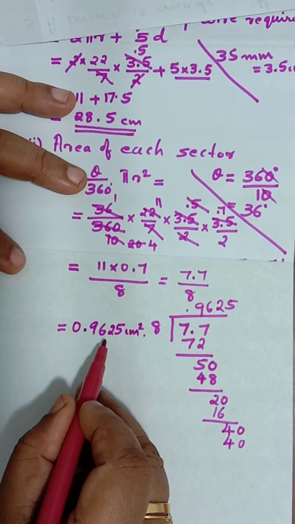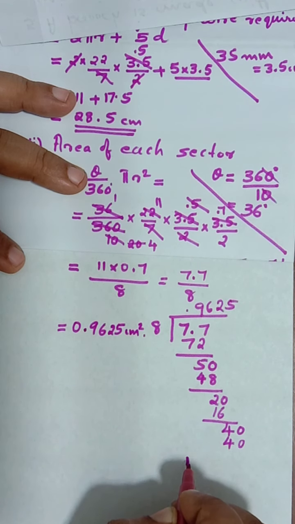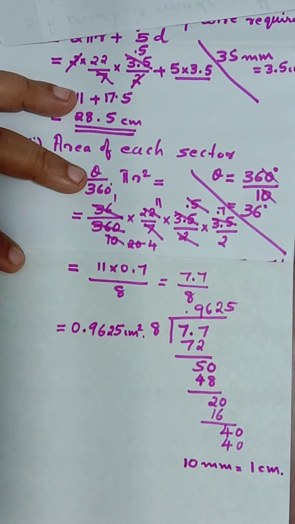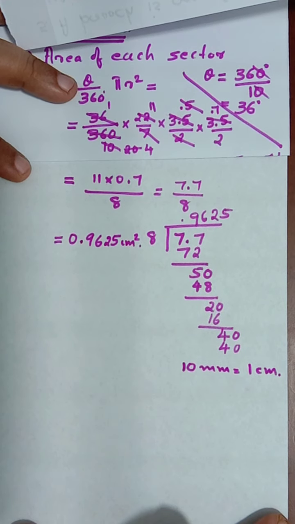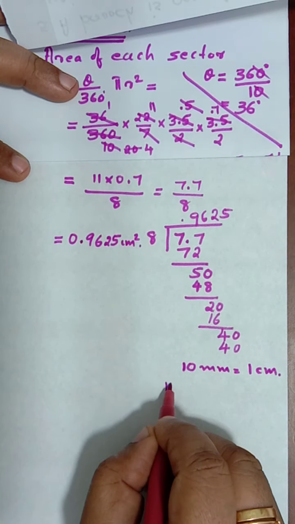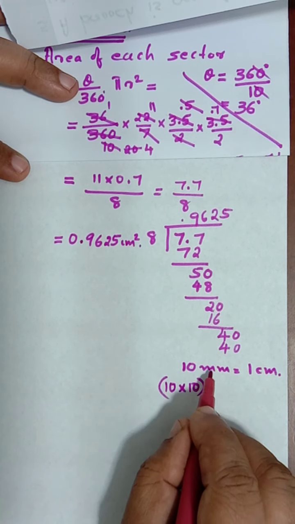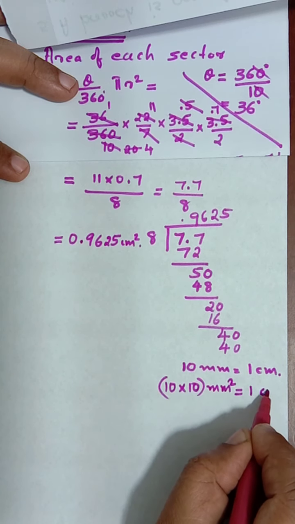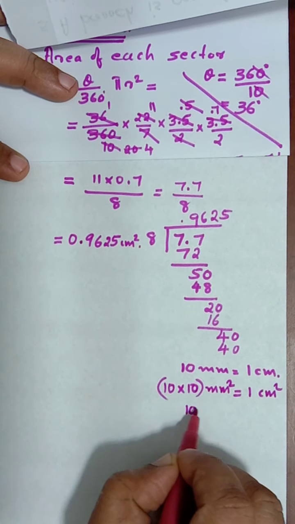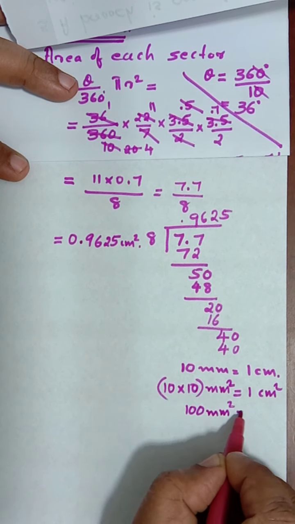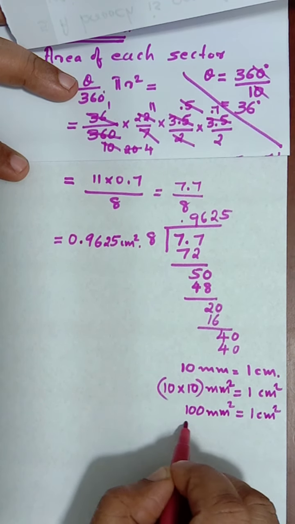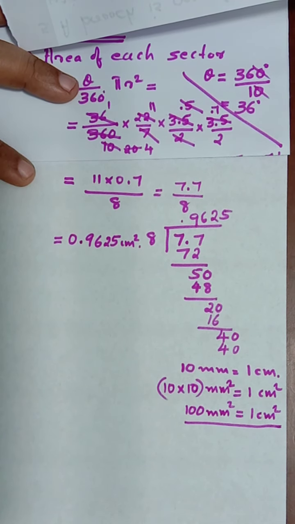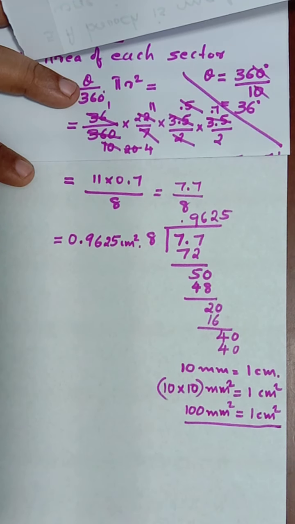So cm square can be converted to millimeter square if you want. Then it will come 96.25. That is 10 millimeter equal to 1 centimeter. So the conversion you have to understand. 10 millimeter equal to 1 centimeter. So 10 into 10, millimeter into millimeter is millimeter square. That is 1 into 1 cm square. That means 100 millimeter square is equal to 1 centimeter square. Those who don't know, you don't have to worry. You can leave the answer like this. No need of converting it into millimeters. In the textbook, I think it is given in millimeter square.